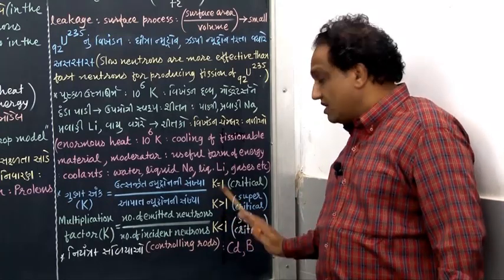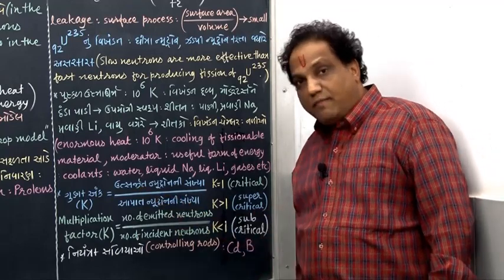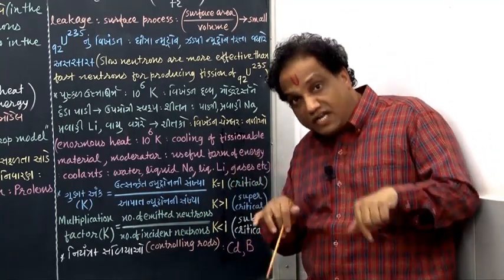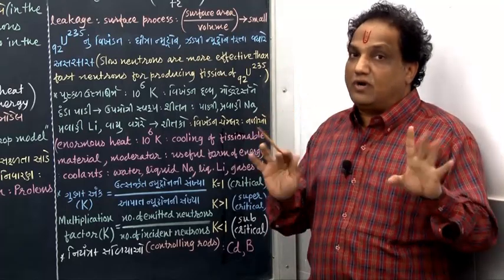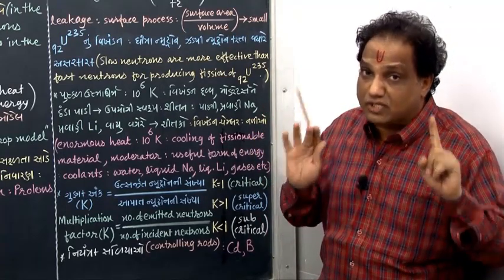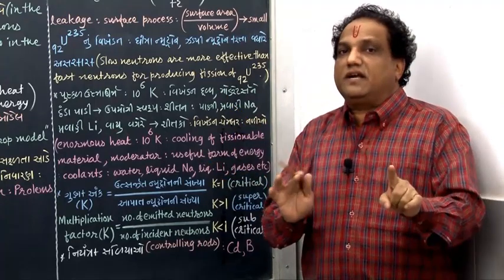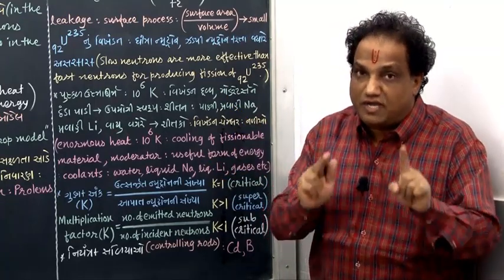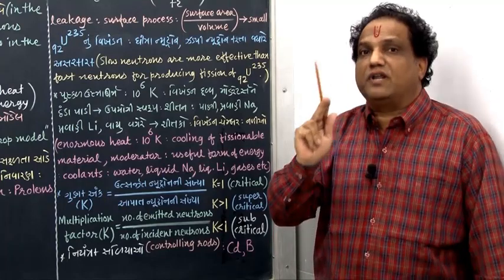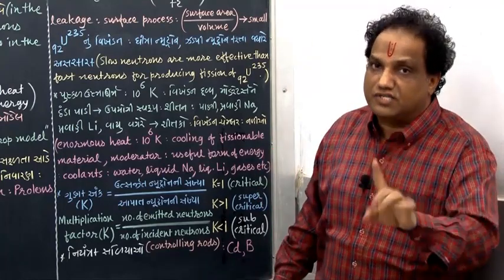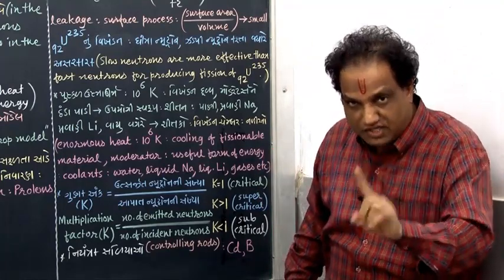If the value of K is greater than 1, that is, the number of emitted neutrons is more than the number of incident neutrons, then the nuclear reactor is likely to have an explosion inside and it may cause a lot of damage also. In that case, the nuclear reactor is said to be in a state called supercritical state. Correct? Supercritical state.